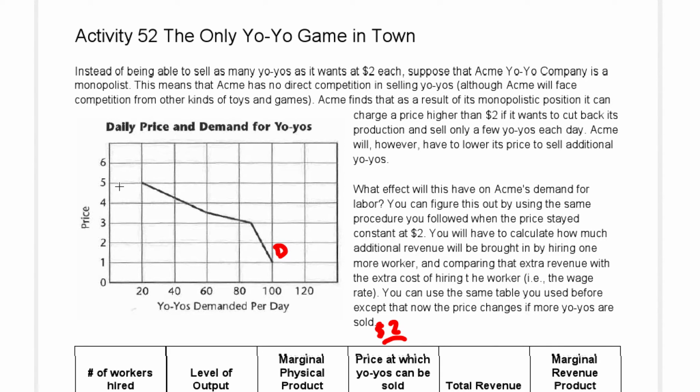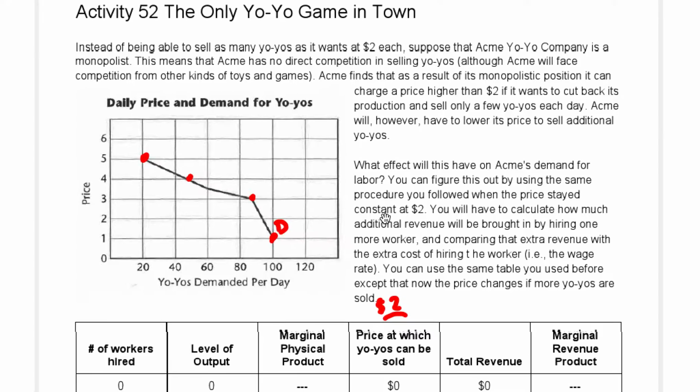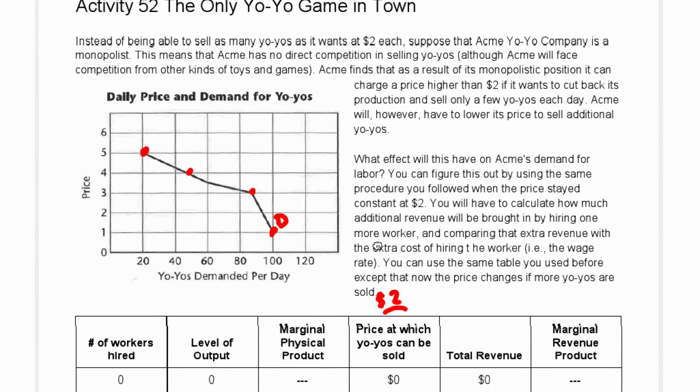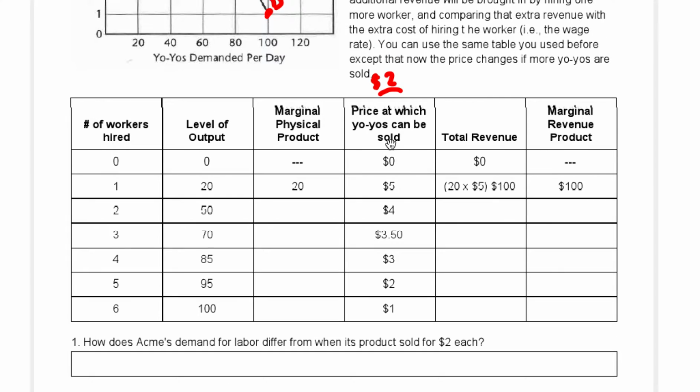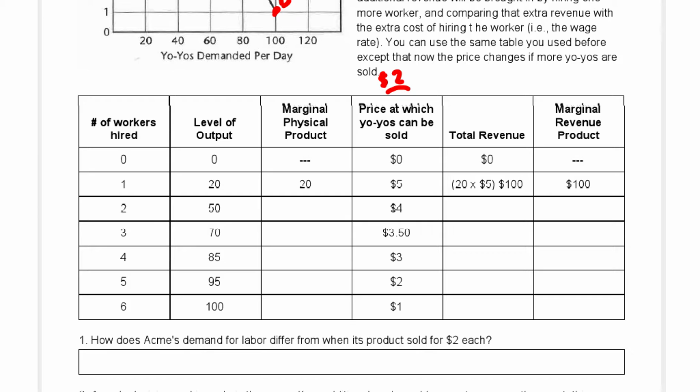So if the price is high, if the price is $5, we're only going to sell 20 of them. If the price is $4, we can sell about 44 of them. If the price is $3, we can sell almost 90. And if the price is $1, we can sell 100 yo-yos. So what we're going to track is, does this change our hiring? Same deal, we're going to hire workers for $25 an hour, and let's see if anything changes compared to the last one we did.